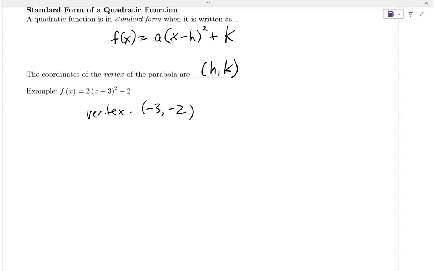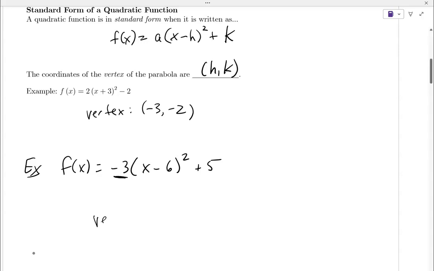Let's say I wrote down another example: f of x equals negative 3 times (x minus 6) squared plus 5. First, looking at that standard form, can you tell me whether the parabola goes up or down? Why is it down? Good. Remember that this number out in front is your a value, the same a value that's on the x squared. Since it's negative, it flips the parabola upside down, so we know this is opening downward. That U shape is facing down.